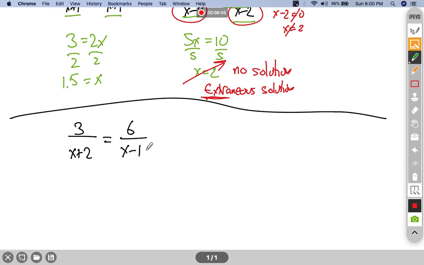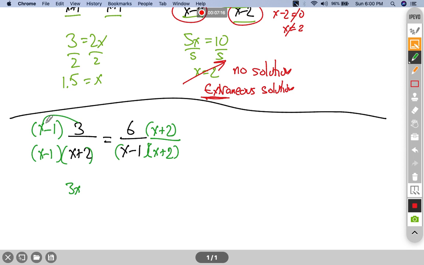We say if I make my common denominator x minus 1 times x plus 2, again, I can't just change the denominator. I need to multiply top and bottom by the same number so that I don't change the equation. So I end up here and get 3 times x is 3x. 3 times minus 1 is a minus 3.